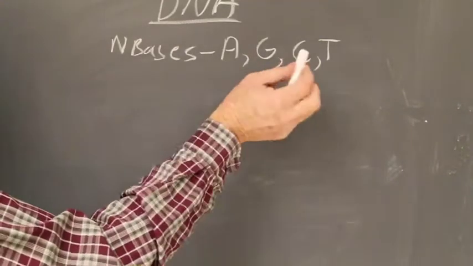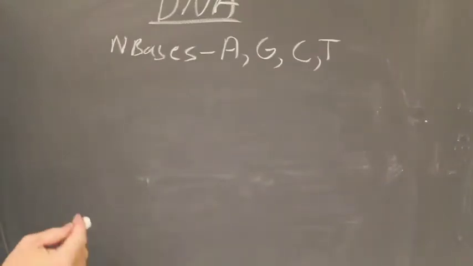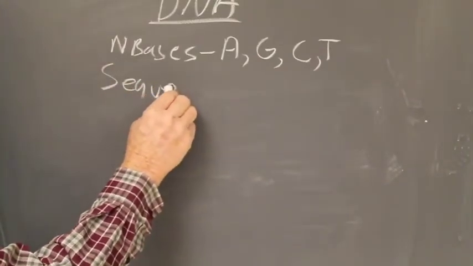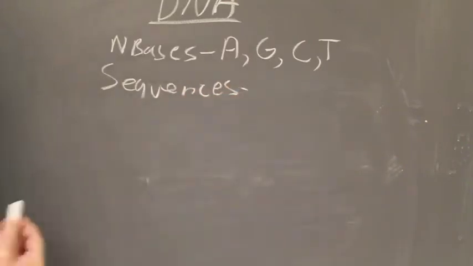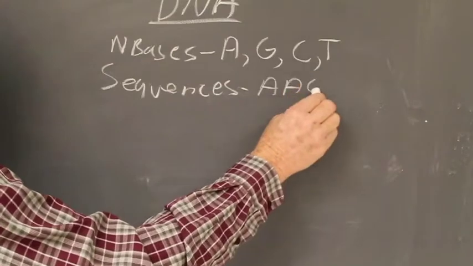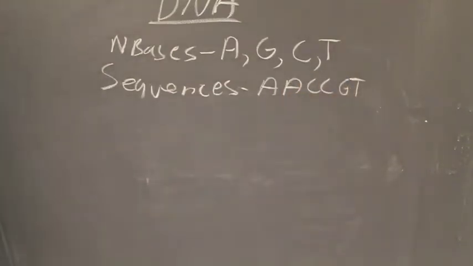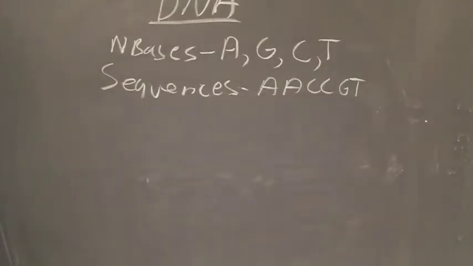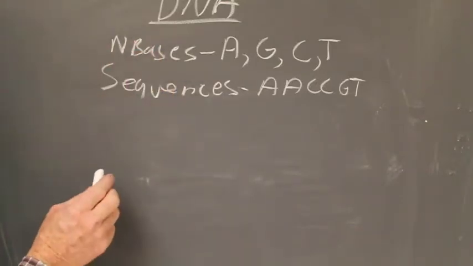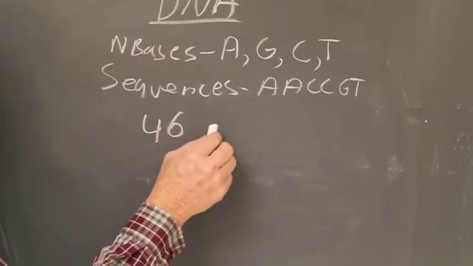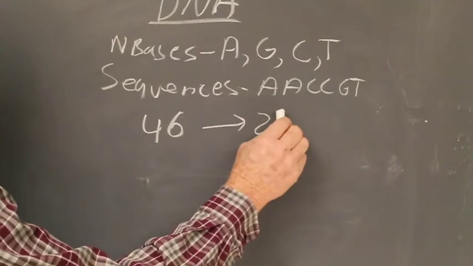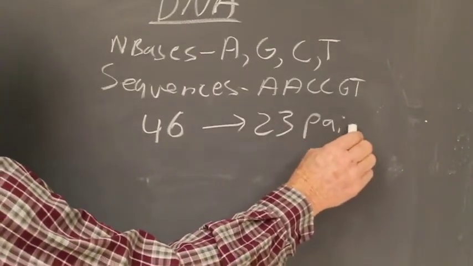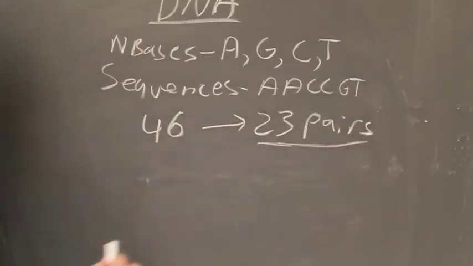Now our nitrogen bases come in what are called sequences. An example of a sequence might be AACCGT. Any sequence is possible, but this is an example, and sequences can be either short or long. Now DNA in people is housed in what are called chromosomes. We have 46 chromosomes that occur in two sets of 23, or 23 pairs. One set comes from your mother, one set comes from your father.